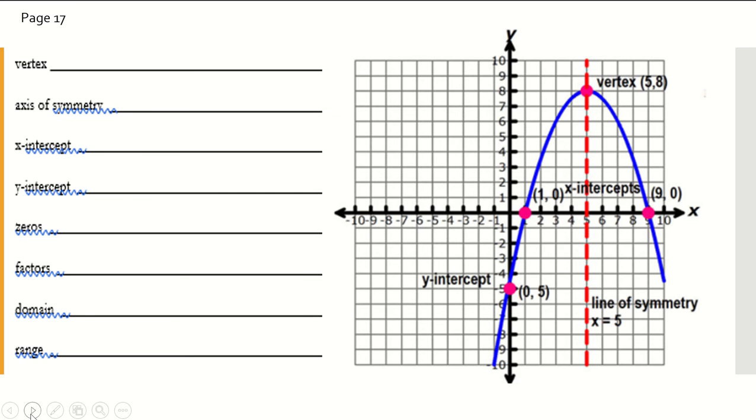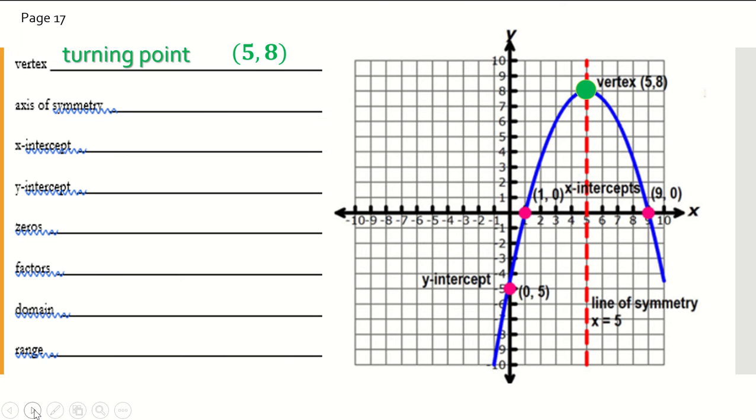Here we have a quadratic, or a parabola, facing down. The first characteristic is to identify the vertex. We know the vertex is the turning point, or where the graph changes direction. So we see the change of direction at the parabola's maximum, which is at the point (5, 8).